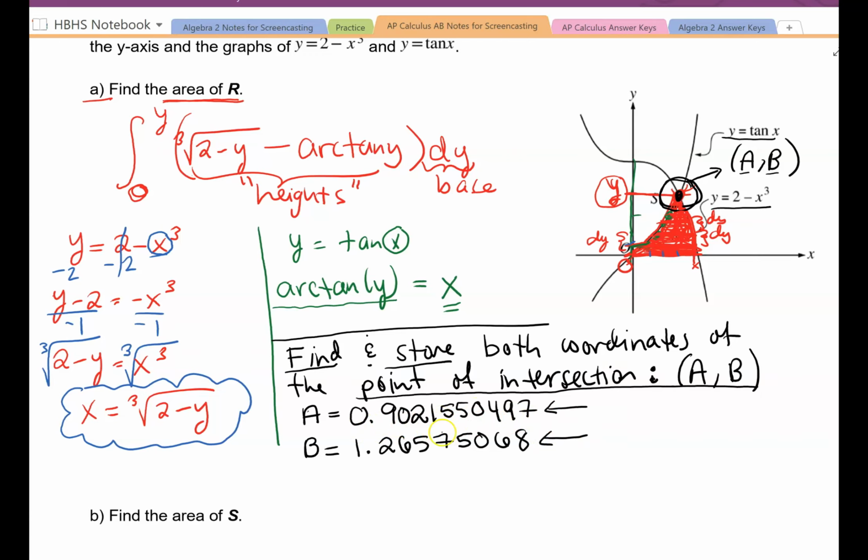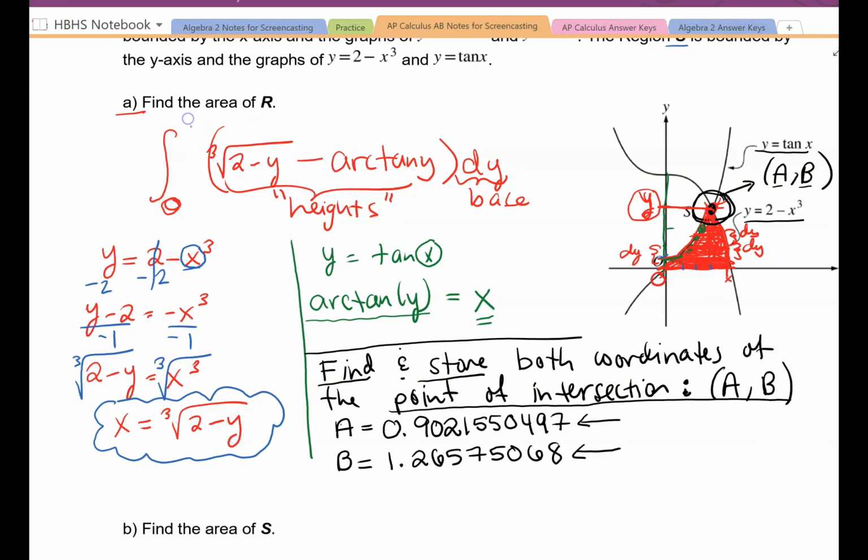Then once you have these decimals written down, you can just refer to them as either A or B, whichever one you're using in your answer on your paper. So here is my integral up here that I'm going to use to find the area of region R. I'm going to go from 0 to B, the y coordinate of the point of intersection. So I'm going to write B up here as my upper limit of integration.